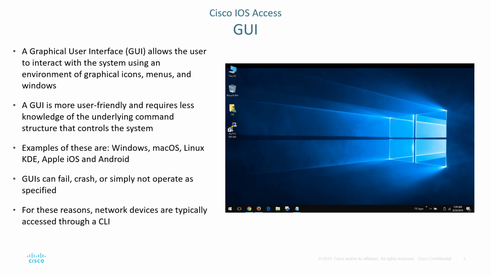So again, a graphical user interface, a GUI, allows the user to interact with the system using an environment of graphical icons, menus, and windows. It is more user-friendly, so it requires less knowledge of the underlying command structure that controls the system. Do understand that underneath all this GUI is command structure that allows the GUI to take place. So examples of GUIs are Windows, Mac OS, the Linux KDE, Apple iOS, and Android.